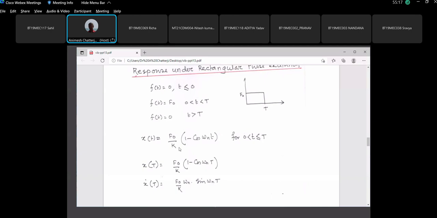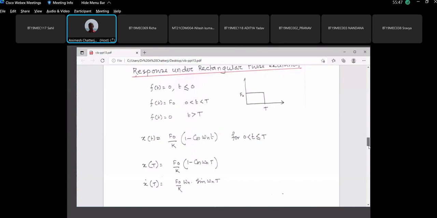So phase one solution is this. Because this is unit step excitation, this is the solution as long as force exists. So in this solution, if we put small t is equal to capital T, this is the displacement at this point, this is the velocity at this point. Now this becomes initial displacement and initial velocity for phase 2 vibration.